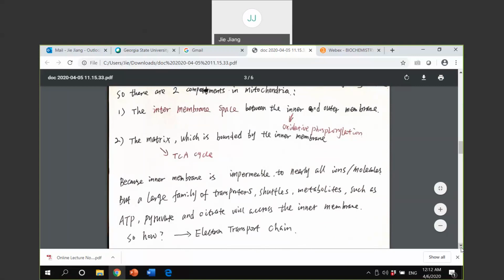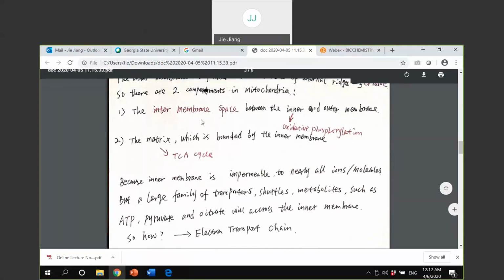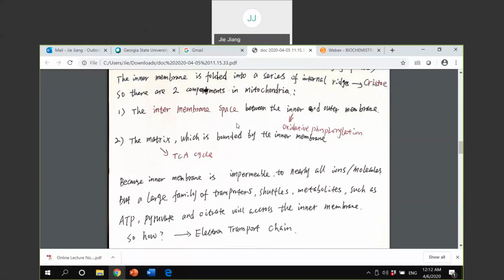By the way, there's a figure 18.2 which indicates the structure of the membrane. You can check your textbook or the PowerPoint.